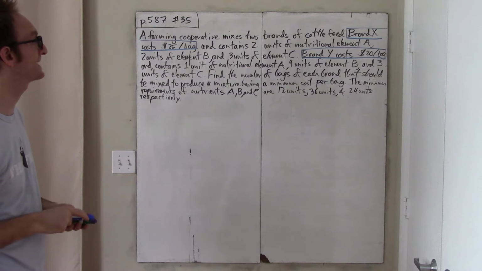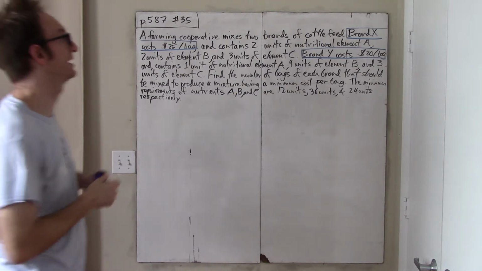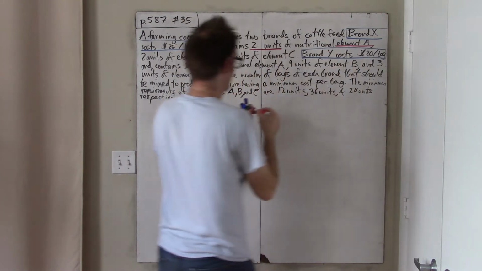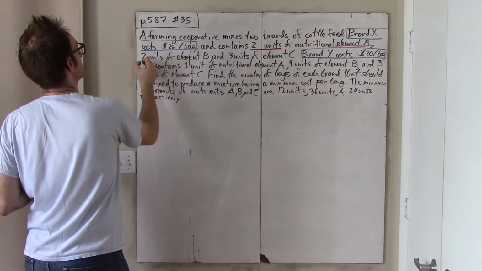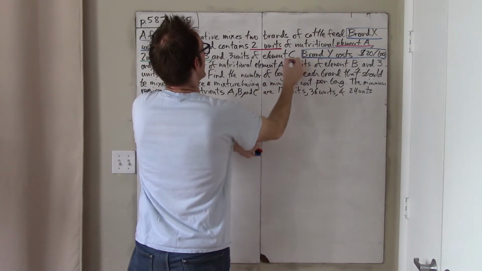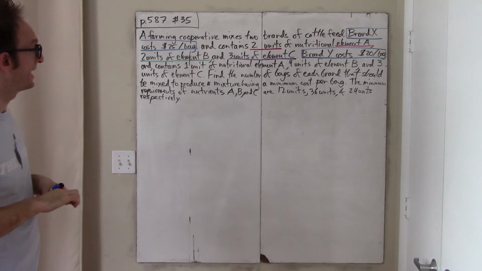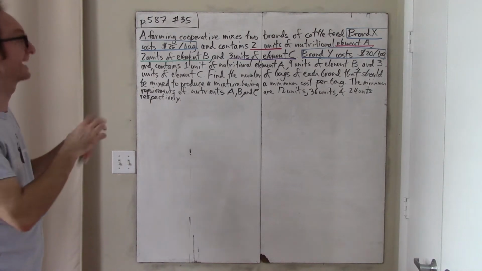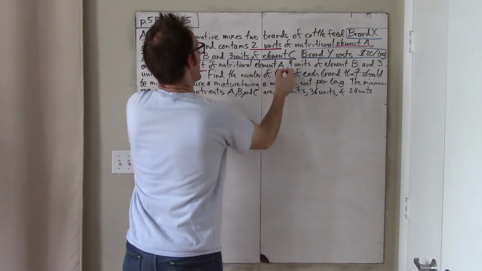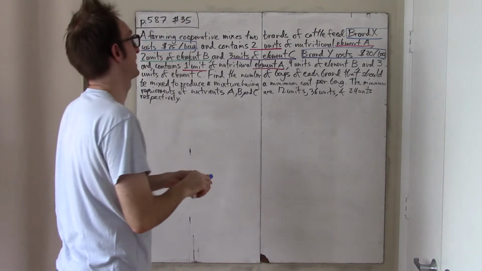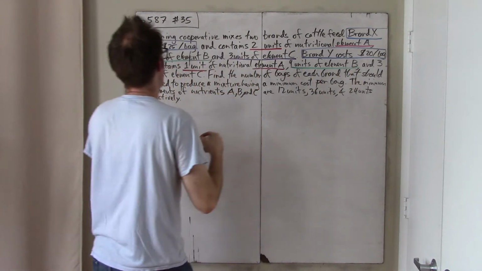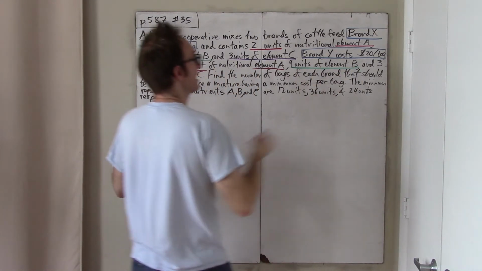Also, brand X contains a certain amount of each of the nutritional elements that we need. So 2 units of element A, 2 units of element B, this is brand X, and 3 units of element C. And then brand Y contains 1 unit of element A, 9 units of B, and 3 units of element C.